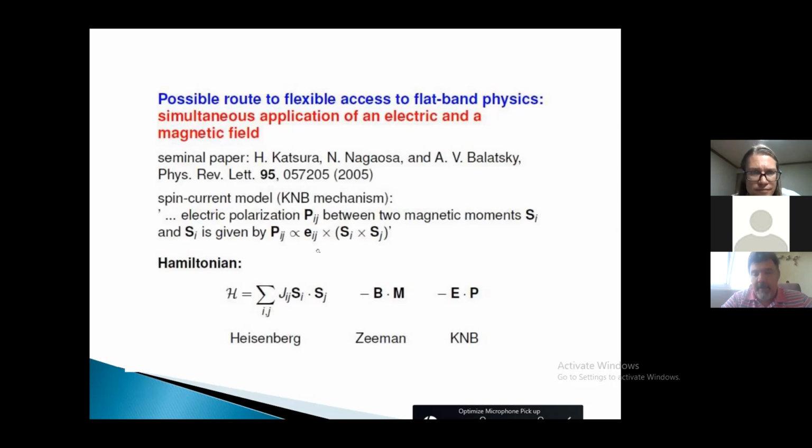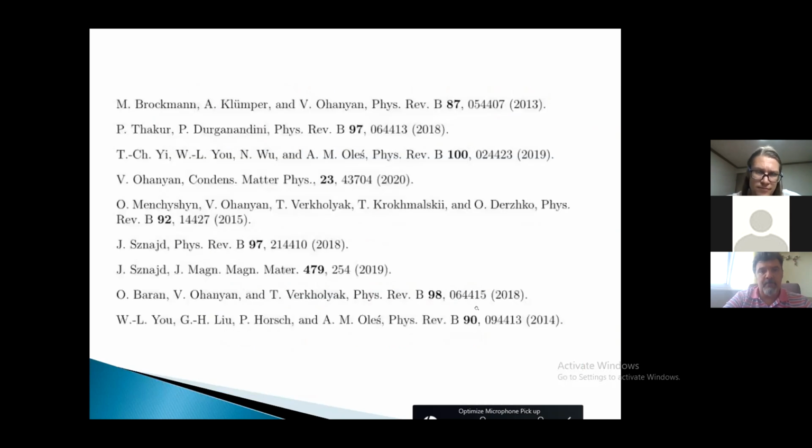And the KNB mechanism links the polarization of the bond of the lattice with the double cross product of the unit vector of the bond and the spins from the ends of the bond. And now our whole Hamiltonian is the following. We have the exchange part, the Heisenberg part, we have the Zeeman part, the interaction between magnetic moment and external magnetic field, and we have KNB terms, the interaction between electric field and dielectric polarization.